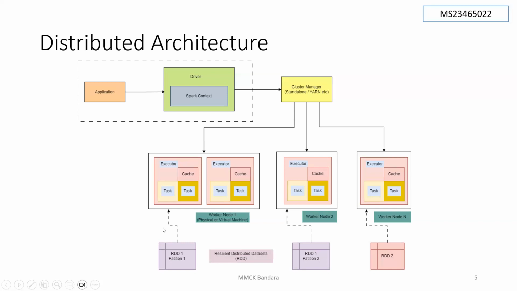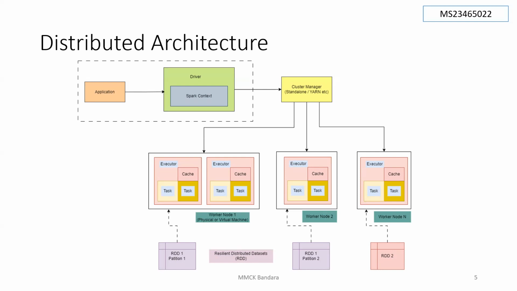We can scale this by adding more worker nodes, and in that case, the architecture of Apache Spark is horizontally scalable. On the other hand, we can add more resources to the worker nodes as well. In that case, we can add more memory, more CPU power, and we can increase the number of executors that exist in a particular worker node.